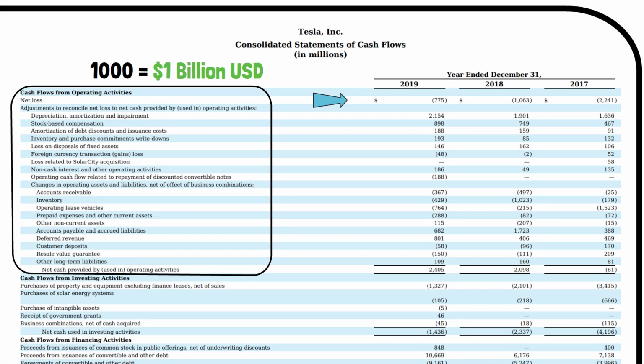Tesla didn't actually pay the $2 billion it says they did on the income statement in the year 2019. Remember, the purpose of the cash flow statement is to show exactly how much cash the business generated and where the cash went in the year.